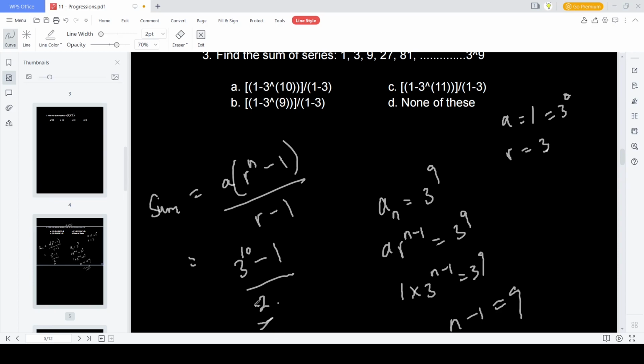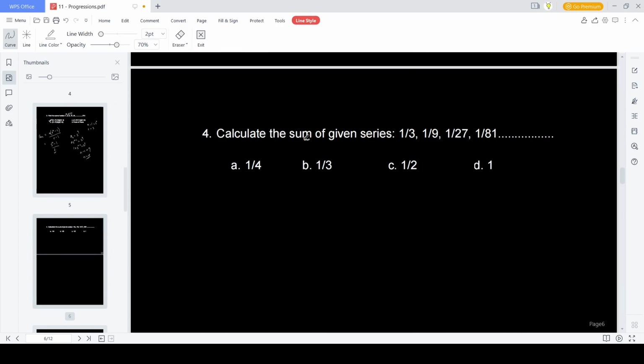The sum of the series is 3 power 10 minus 1 by 2. They've written it the opposite way, so 1 minus 3 power 10 by 1 minus 3. This also works. This will come as minus 2 in the denominator and the numerator will come as 3 power 10 minus 1. So this works. Next question.